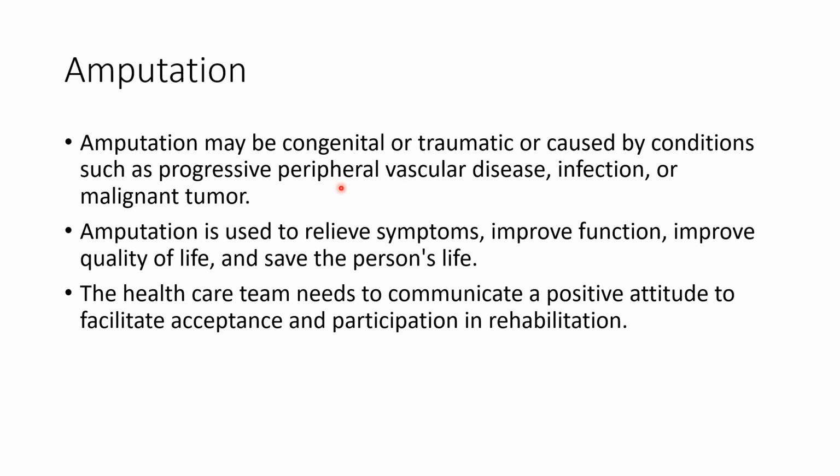And right away, you're thinking of things like diabetes when we're talking about some of the vascular diseases that the patient may be having. So ideally, the amputation is done to relieve some symptoms, improve function, improve quality of life, and save the person's life. And the saving of the person's life may be when the patient has a really severe infection, let's say, or maybe it's gangrene or something like that, and we don't want the infection to spread. So the best case scenario is for us to just cut off the limb, right? So that could be one example.